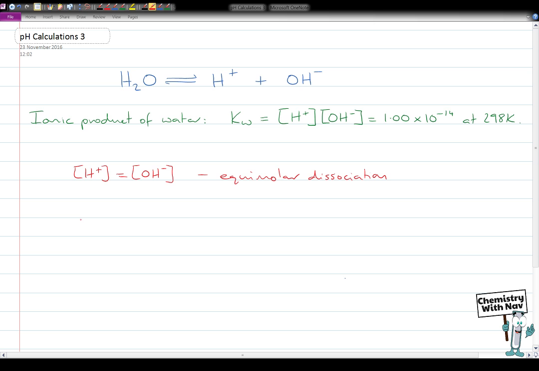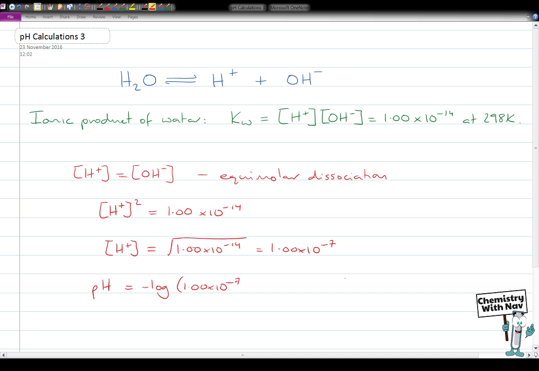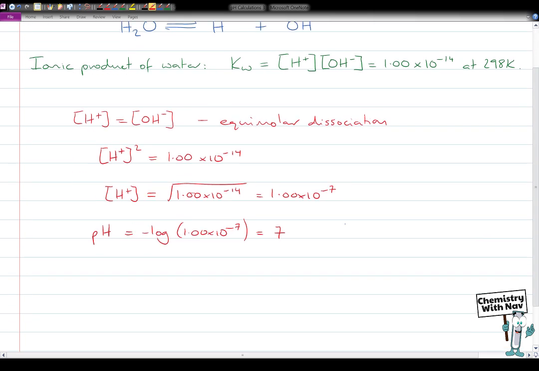And if I have that, then I can replace the [OH-] and call that expression [H+] squared is equal to 1 times 10 to the minus 14, which means that [H+] is equal to the square root of 1 times 10 to the minus 14, which happens to equal 1 times 10 to the minus 7, and that means that pH is the negative log of that, which is just 7. So pure water at 298 K has a pH of 7, which is what we expect and what we know.